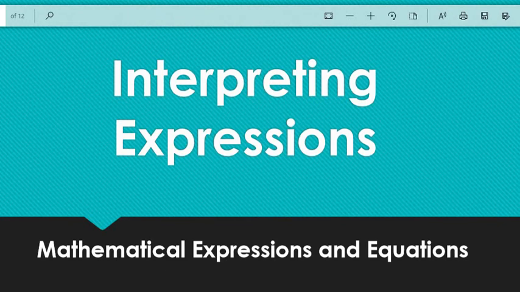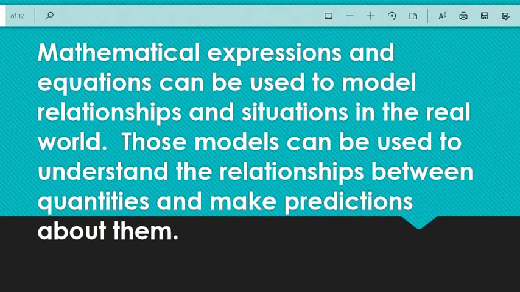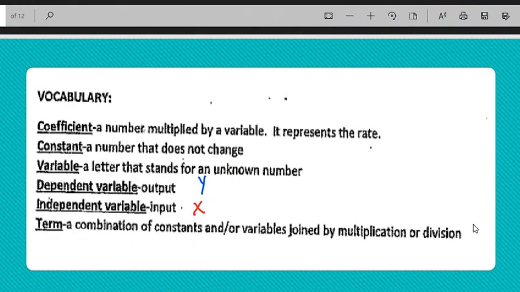Now in this PowerPoint, we're going to be looking at interpreting expressions, which are mathematical expressions and equations. So when we look at these right here, mathematical expressions or equations can be used to model relationships and situations in the real world. These models can be used to understand the relationship between quantities and make predictions about them. Now we're looking at vocabulary.